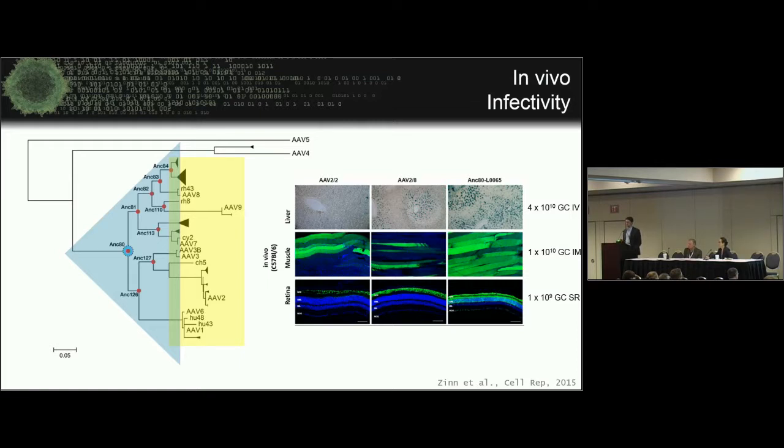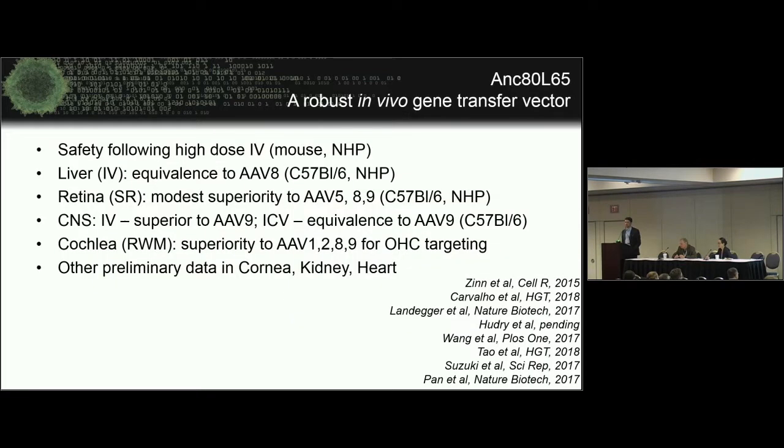We showed that for liver, for muscle, and for retina, we had basic transduction efficiencies, and actually quite often they were somewhat in line with the efficiencies of some of the, if you will, gold standards in the field, such as AAV8. We followed up with a whole series of publications listed here, which I won't go through in detail. But we looked at safety, we looked at liver, we looked at retina, CNS, cochlea, and a variety of other targets. And overall, this seemed to be a worthwhile vector to pursue for clinical applications.